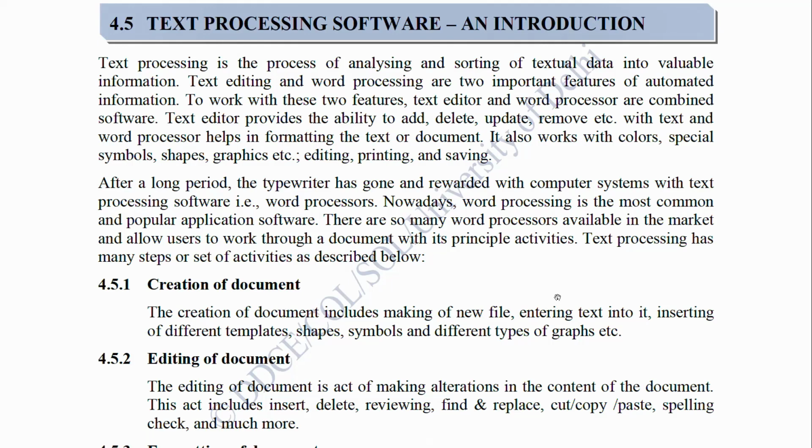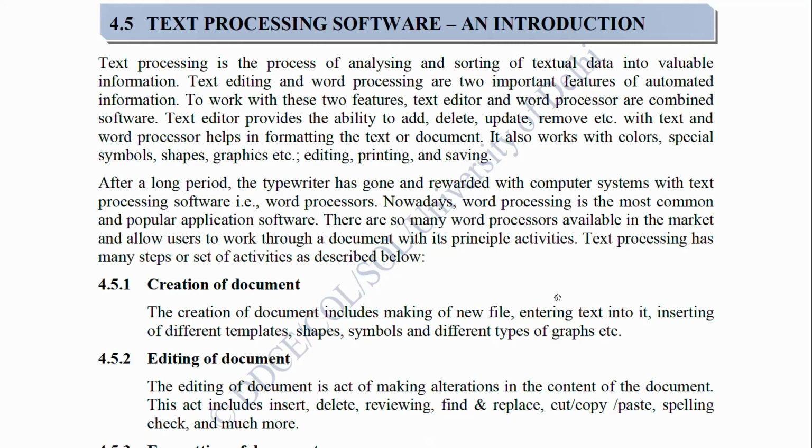4.5 Text processing software and introduction. Text processing is the process of analyzing and sorting of textual data into valuable information. Text editing and word processing are two important features of automated information. To work with these two features, text editors or word processors are combined software.